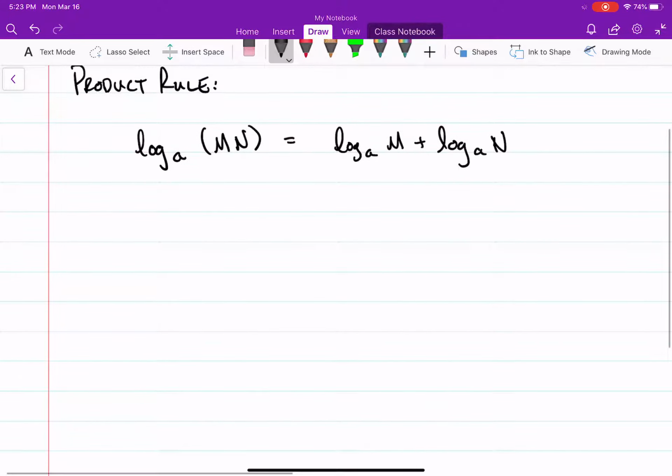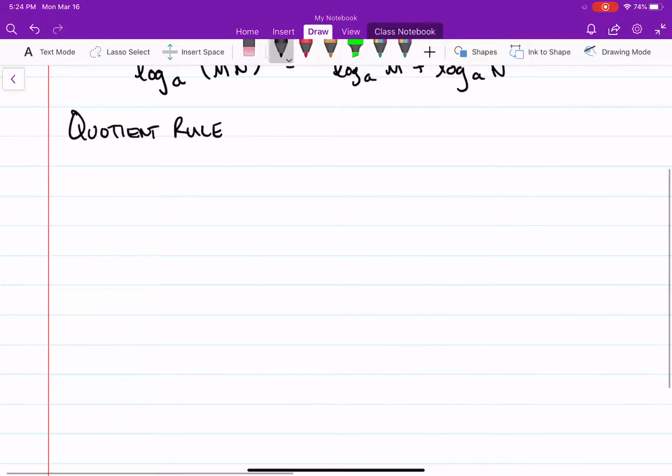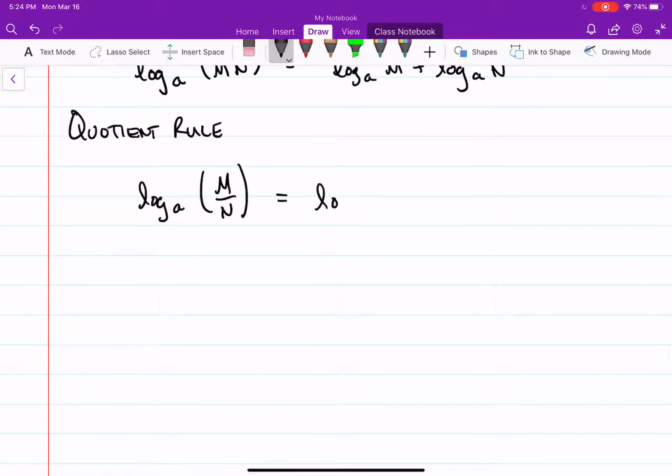Okay? We have the quotient rule, and I think you can already guess what this is going to be. Log base A of m divided by n can be simplified to log base A of m minus log base A of n.